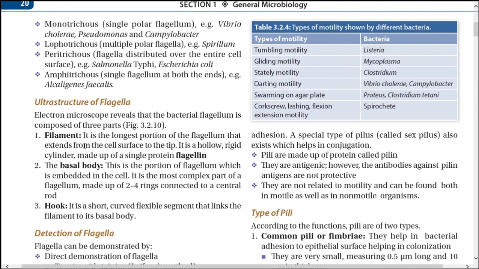Next, we will be seeing about ultrastructure of flagella. So flagella consists of filament, hook and basal body. Filament is the longest portion of flagellum, and it is a hollow rigid cylinder made up of a single protein that is called flagellin.